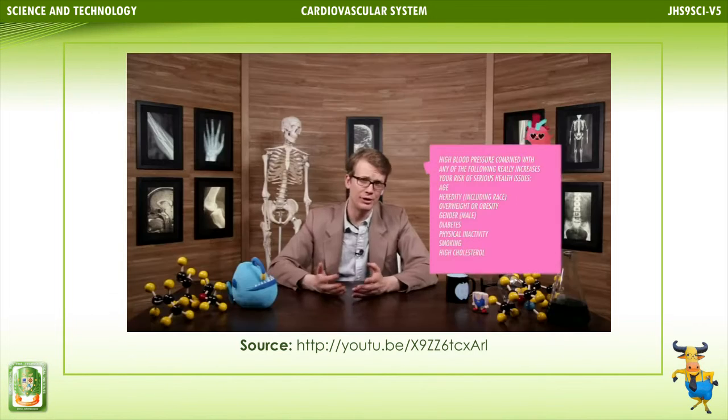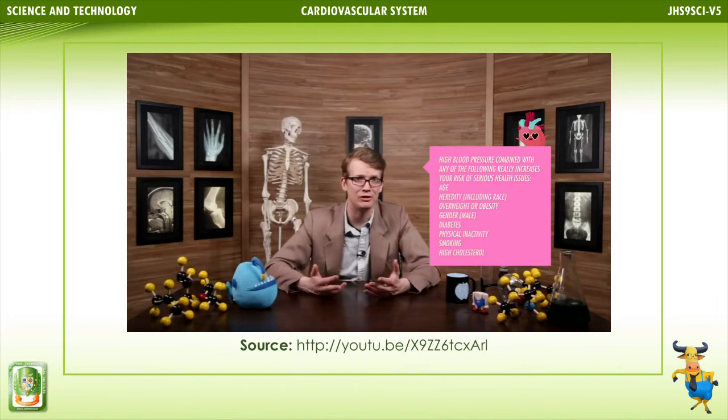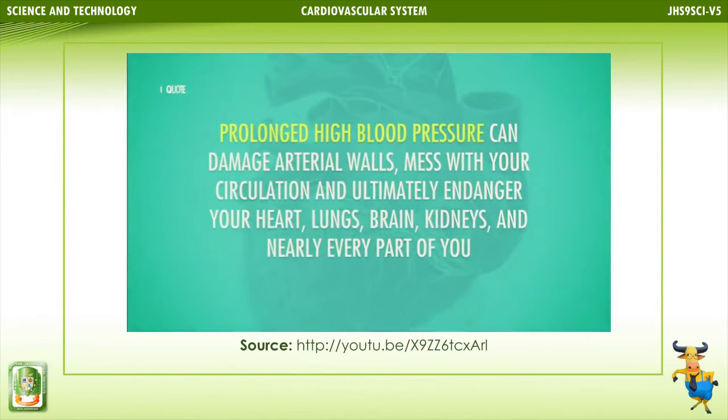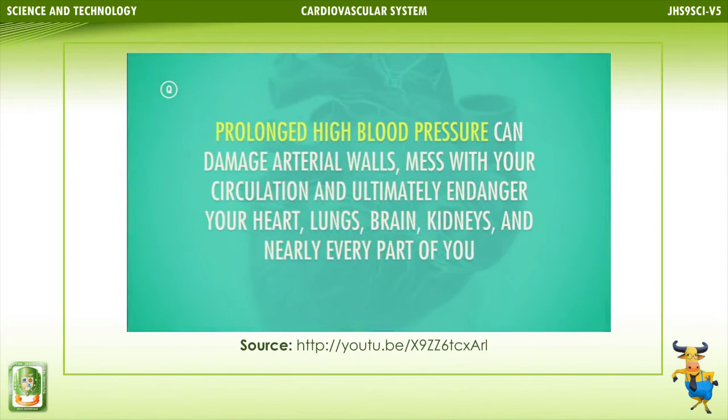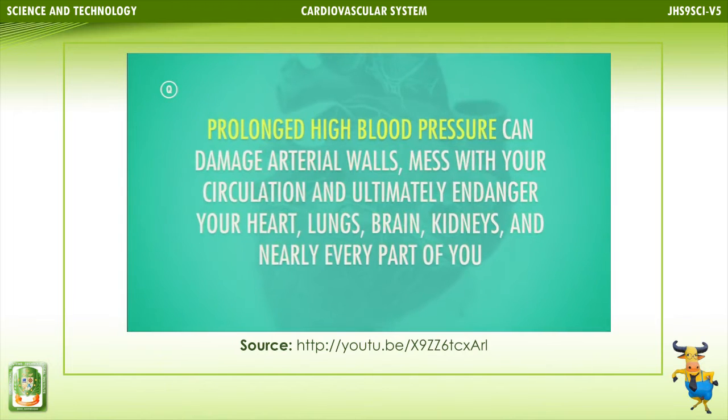And if your diastolic is too high, that could mean that your blood pressure is high even when it's supposed to be lower. Considering how much we've talked about the importance of homeostasis, it should come as no surprise that blood pressure that's too high or too low, or anything that affects your blood's ability to move oxygen around, can be dangerous. Prolonged high blood pressure can damage arterial walls, mess with your circulation, and ultimately endanger your heart, your lungs, brain, kidneys, and nearly every part of you.